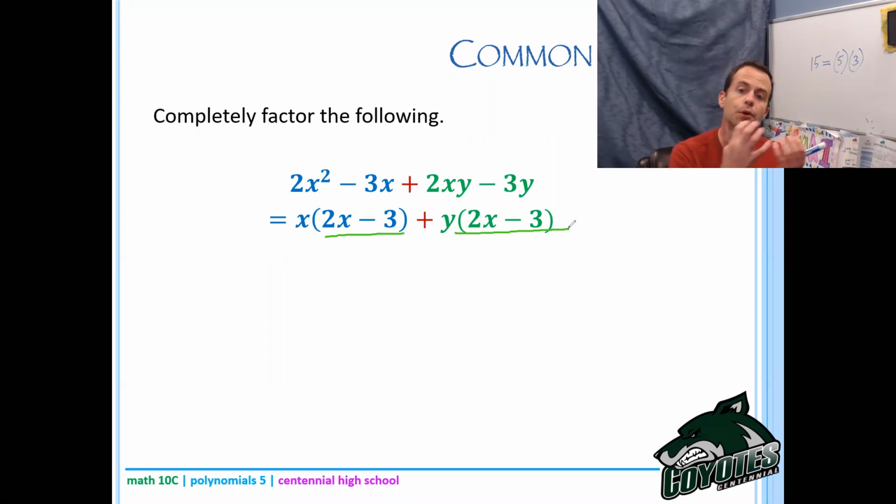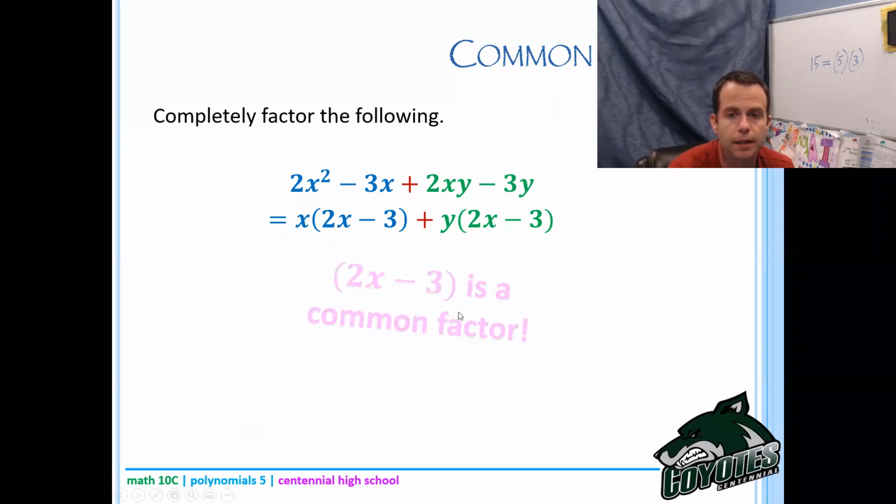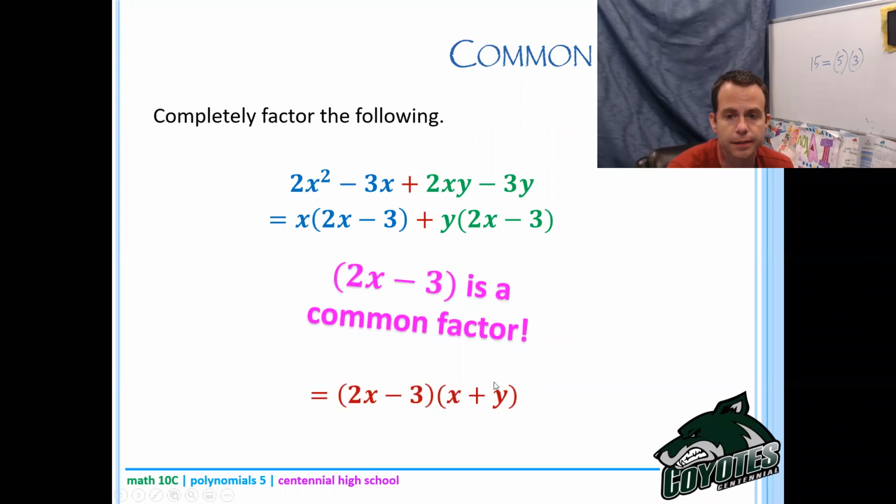So I can pull that common factor out just like I did in that last example. I can pull that common factor out to the front, and then I'd be left with x plus y. So that looks like this. My final answer would end up being 2x minus 3 times x plus y.